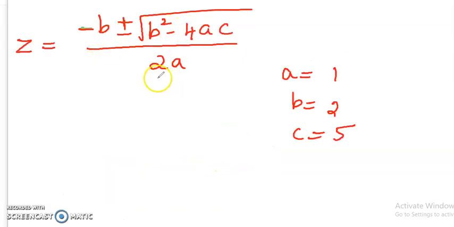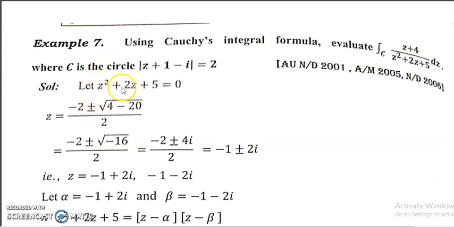So we take this formula, where a, b, c are 1, 2 and 5. That is, the coefficient of z² is 1, the coefficient of z is 2, and the constant term is 5. Applying that formula, we get (-2 ± √(4 - 20)) / 2. Within the square root, we get √(-16), and √(-16) is 4i. Whenever you get a negative within the square root, you have to take i.